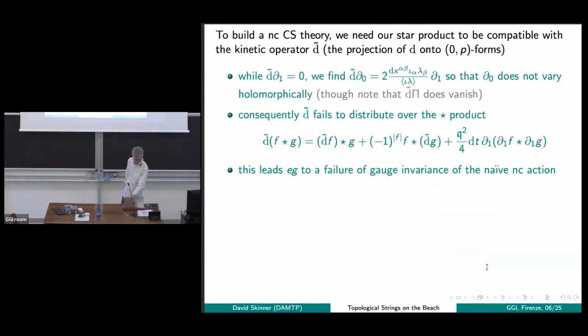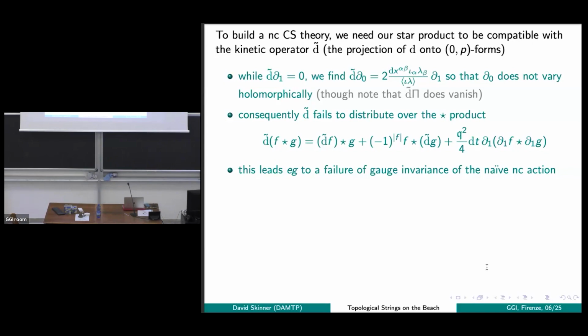Okay, so it's not enough to have a consistent star product if we want to write a Chern-Simons theory, because we need that Chern-Simons theory to be properly gauge invariant in the normal sense. And what that means is we're going to need our kinetic operator to distribute nicely over the star product. So we would like it to be the case that our kinetic operator acting on a star product is just the kinetic operator acting on each of the terms in the star product, possibly with some minus signs in turn. But that fails to happen.